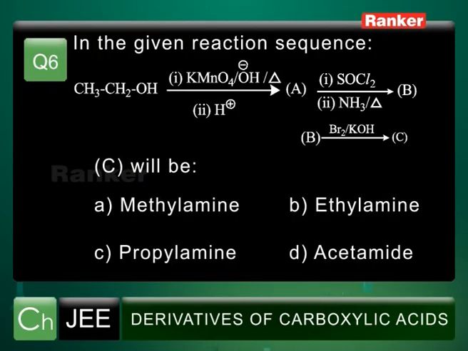In the given reaction sequence, ethyl alcohol is reacting with an oxidizing agent, permanganate in basic medium, heated. A carboxylic acid salt will be formed, and on acidification you will get acetic acid, A. Compound A is acetic acid. The acetic acid treated with thionyl chloride followed by ammonia gives compound B, that is acetamide. Acetamide on reaction with bromine and KOH is supposed to form methylamine. Compound C is asked here, and option A is methylamine, B is ethylamine, C is propylamine, D is acetamide. So option A is the right answer.